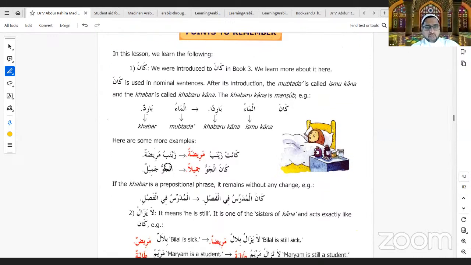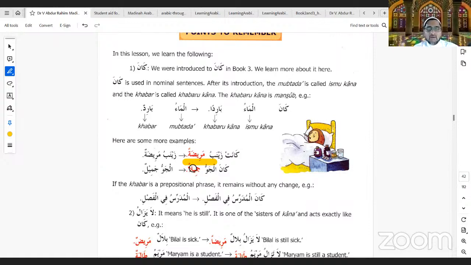And over here now, Zainabu maridatun, Zainab is sick. Kana is for masculine, and then Kanat is for feminine: Kanat Zainabu maridatan. You will see here that whenever Kana comes, it always comes into a Jumla Ismiya, a sentence of mubtada and khabar. Zainabu maridatun: Zainab is mubtada, maridatun is khabar. Then what happens is that Zainabu remains marfu', but the khabar now becomes mansub. This is the ruling: the khabar of Kana always comes mansub if it is a single word.